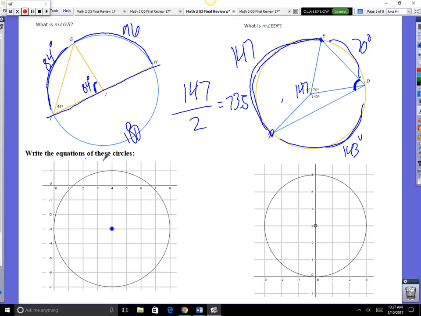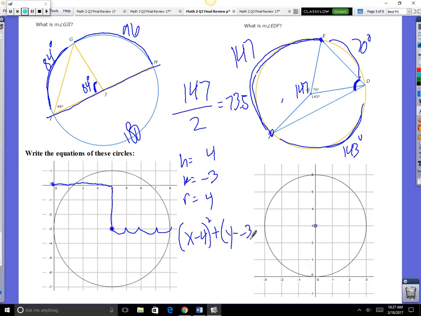Okay, now we give you some circles. You've got to find the h, the k, and the r, which is pretty easy. So this h, if you start at 0, 0, I'm going to go over 4. The k is down 3. And the radius is 1, 2, 3, 4. So then your equation is going to be x minus h squared plus y minus k squared, and change that to a plus, equals r squared. And you could simplify that to be 16.